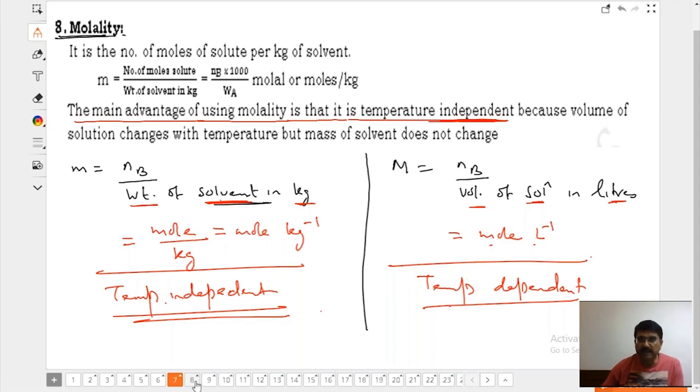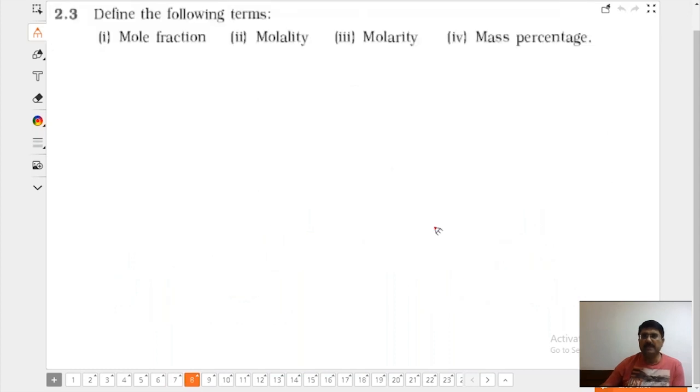Okay? Molality. The next term will be using numericals. This question has been taken from your NCERT, for the preparation of your theory test also. Mole fraction. The mole fraction symbol is X.